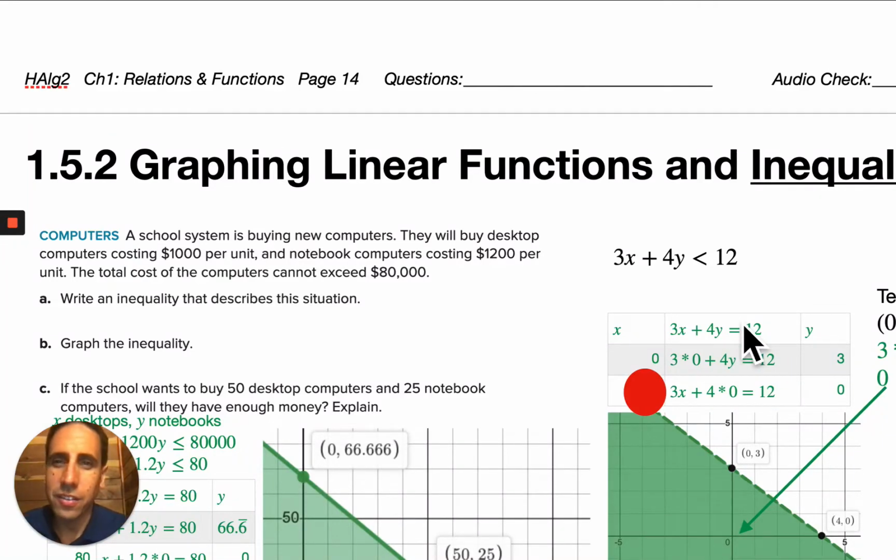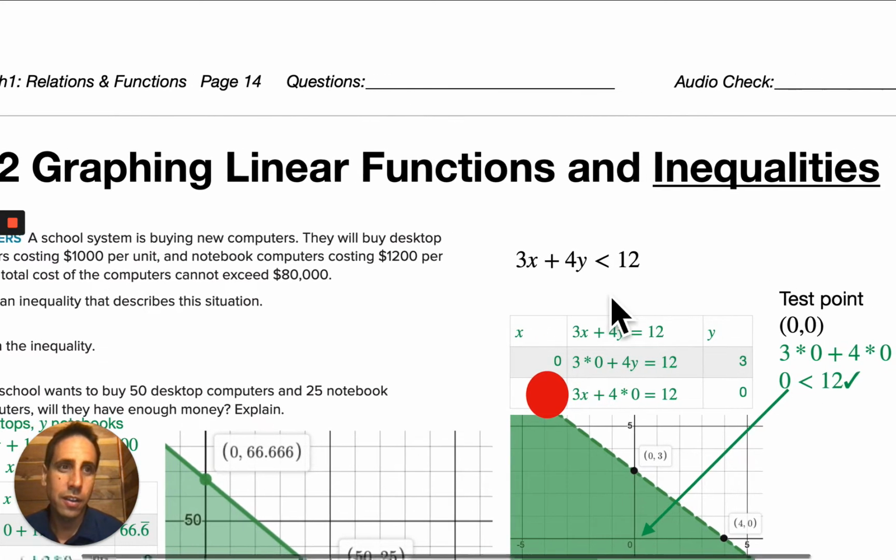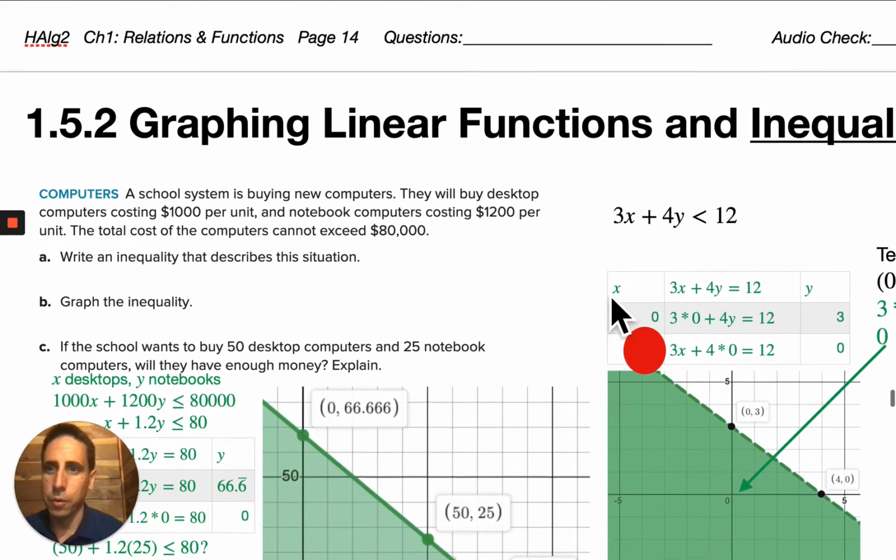What's up, rock stars? This is section 1.5, day number 2 on graphing linear functions, and we're going to focus today on inequalities. So let's start off with a word problem.